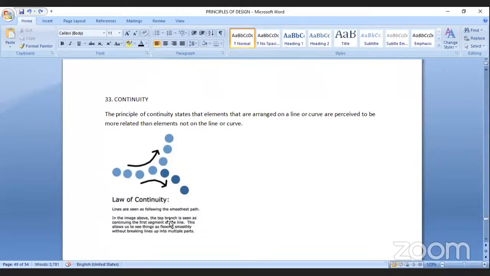In the image given above, the top branch is seen as continuing the first segment of the line. This allows us to see things as flowing smoothly without breaking lines into multiple parts. This looks like a part. Understanding what I'm meaning to say? Guys? Yes, ma'am, understood.